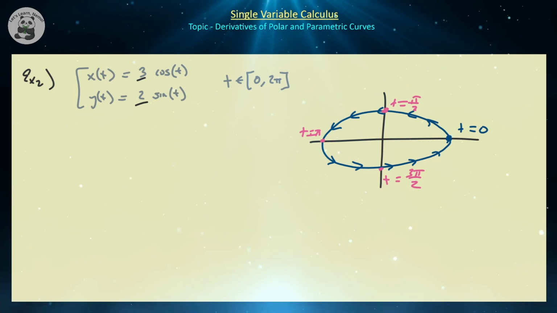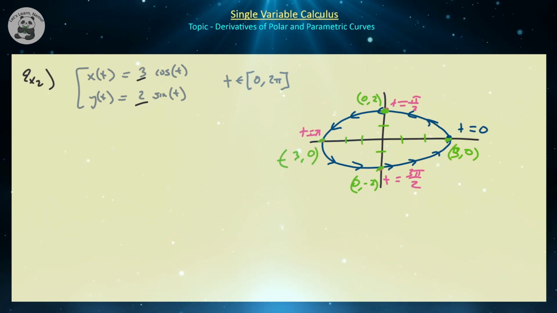In particular, in terms of distances for x and y, this point is going to be equal to 0, 2. This point here is going to be 0, minus 2. This point right here is going to be 3 and 0. And this point right here is going to be minus 3, 0, which you can easily verify by plugging in those values of t. So, how is x changing with respect to time? How is y changing with respect to time?